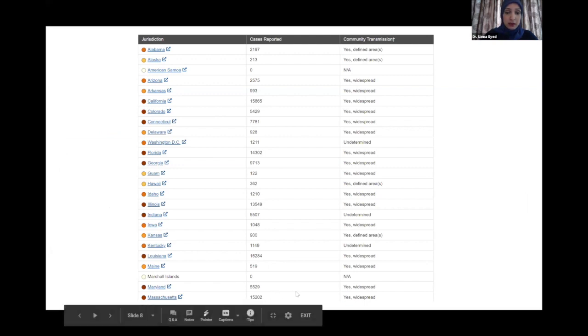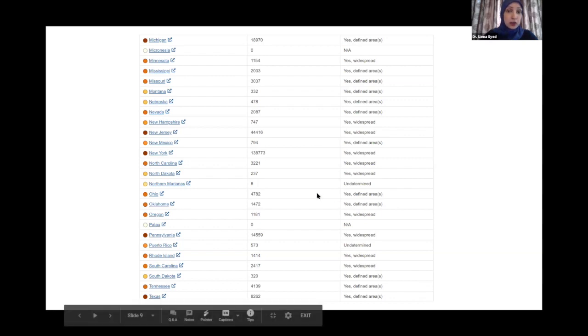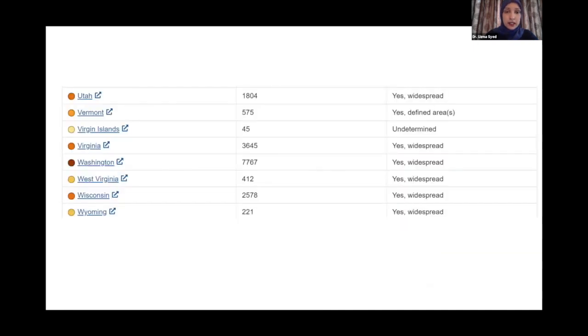Massachusetts has a good amount of reporting as well, 15,000. Moving on to Michigan with over 18,000 cases, actually close to 19,000 already. And New York, as you're aware, being the epicenter, we have over 138,000 cases reported here. And again, this just shows you if the cases that are being reported are widespread or are confined to specific areas, defining themselves as clusters of illness. And then finally, the last few states here have lower numbers of reported cases.